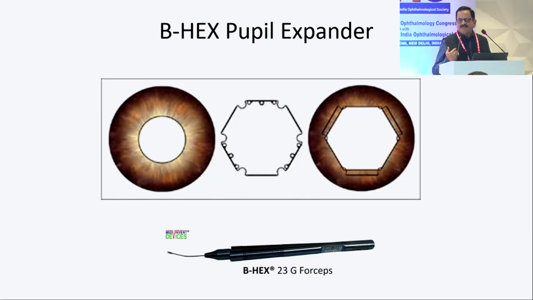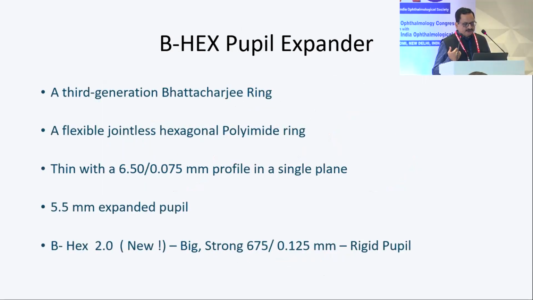So this is our Indian version, again an international product, the BX pupillary expander, a third generation Bhattacharjee ring. It's a flexible, jointless, hexagonal polymer ring, thin, with a 6.5 and 0.3 millimeter profile. It's a very thin one, and it has a single plane. You get a 5.5 millimeter pupillary expansion.